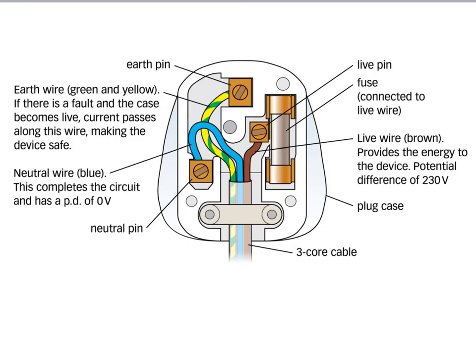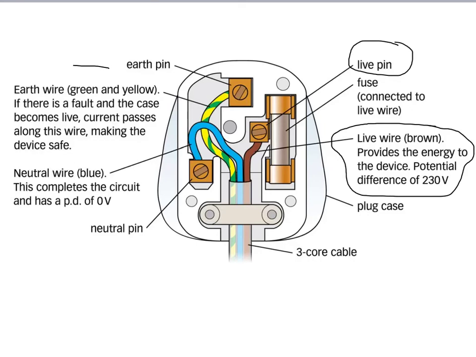Okay, so I've talked about the earth wire, we've talked about the live wire, and we've talked about the fuse. These are all features that are within a 3-pin plug. So we've got our live wire here, which is the brown one. I always remember it, that if you get burnt, you will turn brown, and a live wire could burn you. Okay, and this is what provides the energy to the device, or the 230 volts. It's held in place by the live pin.